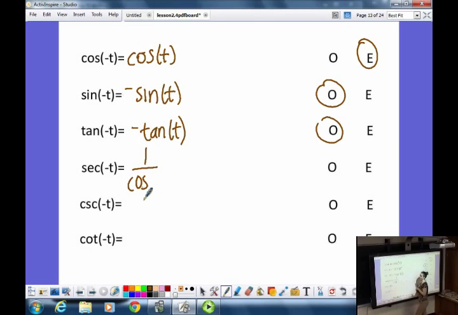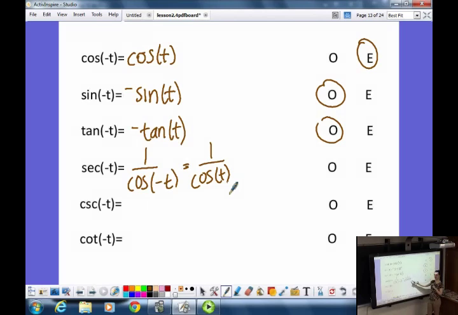Of just t? What's our input in this case? Negative t. Right, so it'll be the opposite of t. But let's look back up here. What is cosine of the opposite of t equal to? Cosine of t. So we can just replace that with substitution and say it's 1 over cosine of t.